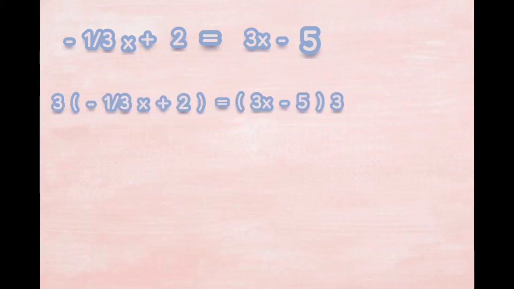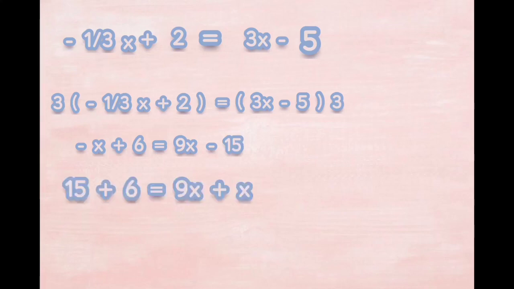After that, we will distribute. So 3 times negative 1/3 x is negative x. 3 times 2 is 6. And in the other side, 3x times 3 is 9x. 3 times negative 5 is negative 15. Next step, we will combine like terms. It will become 15 plus 6 equals 9x plus x. So 15 plus 6 is 21, and 9x plus x is 10x.